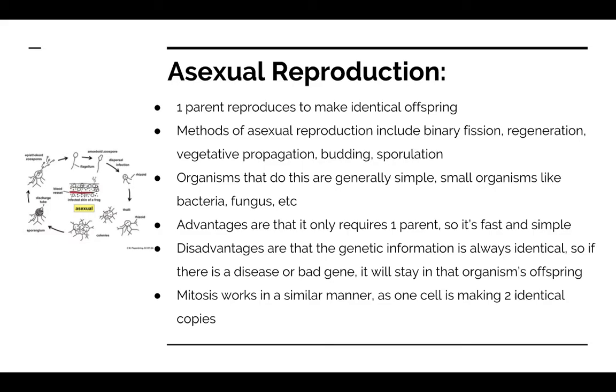The advantages are that it only requires one parent, so that means you don't have to look for a mate. It's pretty fast and simple. Disadvantages are that the genetic information is always identical. So if there's a disease or some sort of a bad gene, it's going to stay in that organism's offspring forever and ever, unless there's a mutation that occurs.